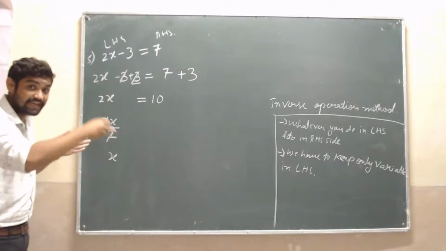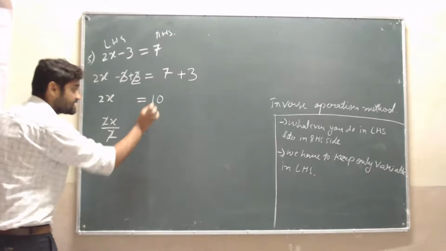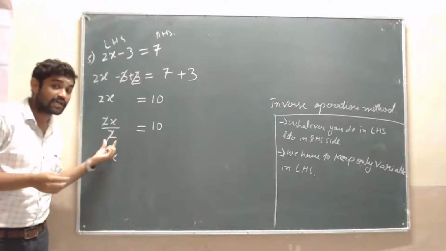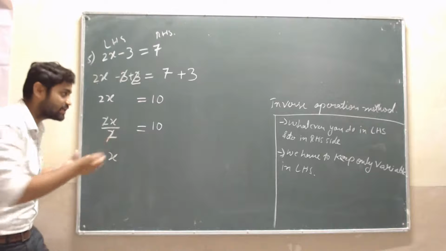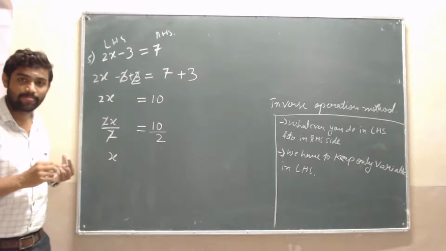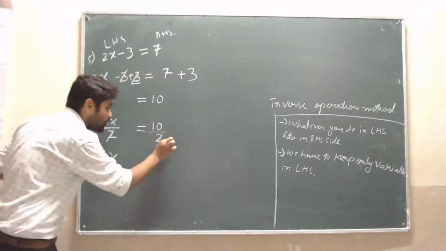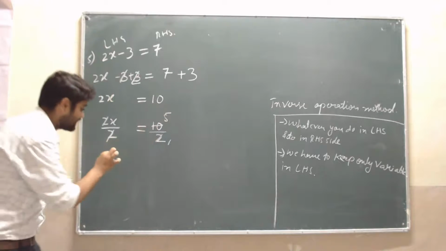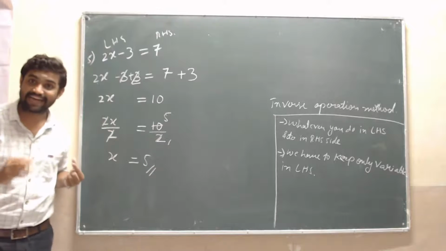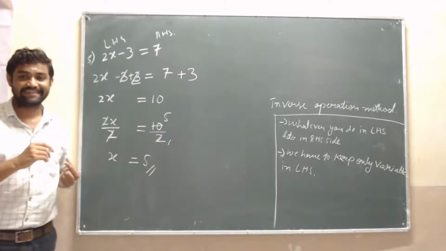What did you do on the LHS side? Divided by 2. Then you have to divide by 2 on the RHS side also. See here, 2 ones are 2, 2 fives are 10, so 10 divided by 2 is 5. Then x is equal to 5. x is equal to 5 is the correct answer, isn't it?